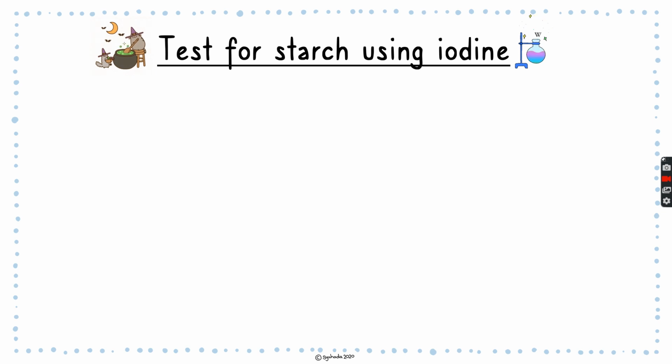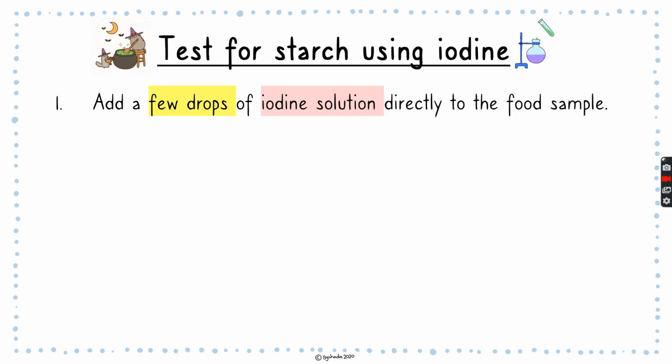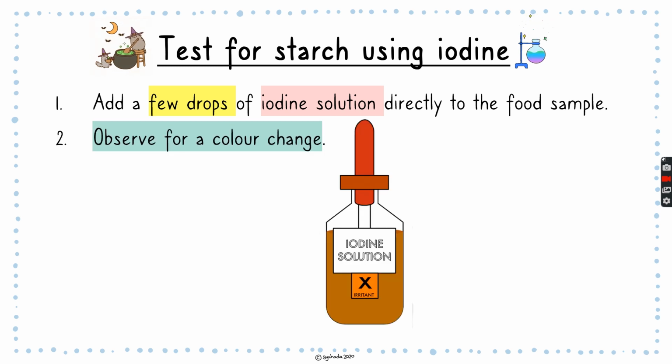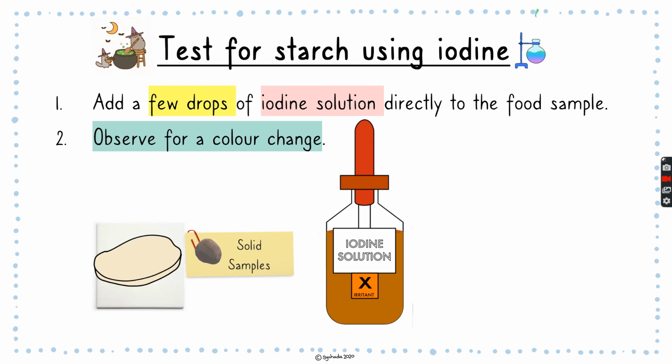So let's look at how to test for starch. First thing you need to do is add a few drops of iodine solution directly onto your food sample, and then you can observe for a color change. So the solution we're using here is iodine. For solid samples, you'll need your white tile. You'll also need to place your food sample on your white tile, and you need to add a few drops of iodine solution to it. Note that iodine originally is brown, or called yellow-brown in color.